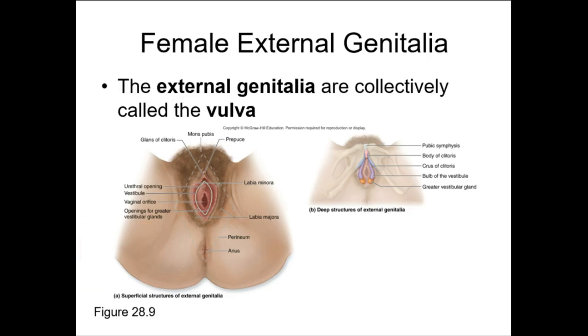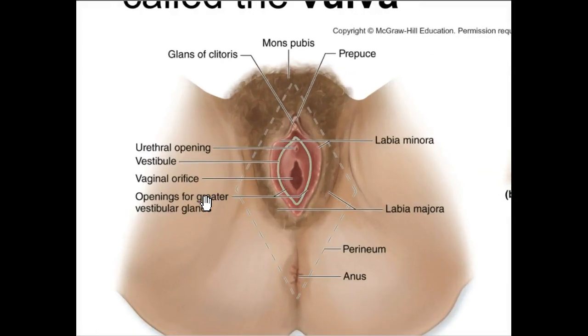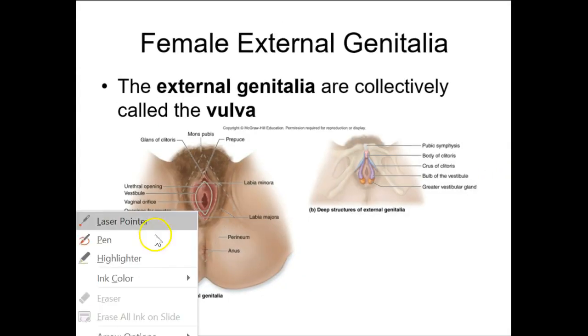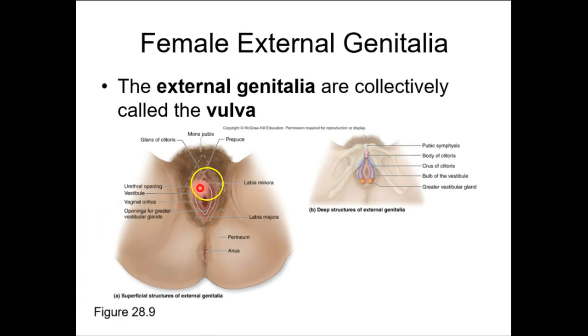So within the vulva, we have a number of structures. Let's zoom in here. There's the labia majora, labia minora. You'll see the external urethral opening. Let me get my laser pointer. I know you can't see that. So the external urethral opening is this small dot right here, just anterior to the vaginal orifice within the labia minora.